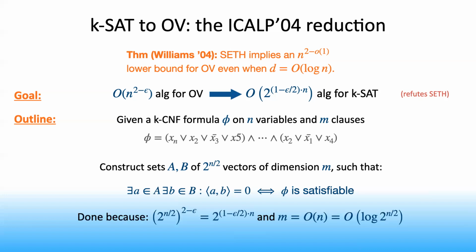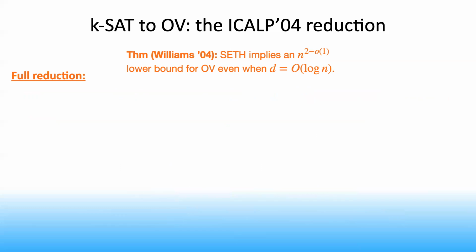This is enough to prove the theorem because subquadratic in 2 to the n over 2 is sub 2 to the n. And moreover, the dimension m is logarithmic in the number of vectors. This is because by the sparsification lemma, it's enough to solve k-SAT when m is O of n. So that was just the outline of the reduction. Now let's dig into the details.